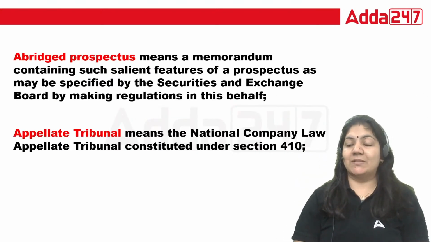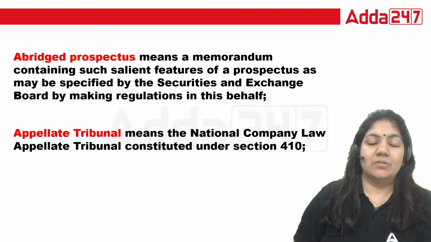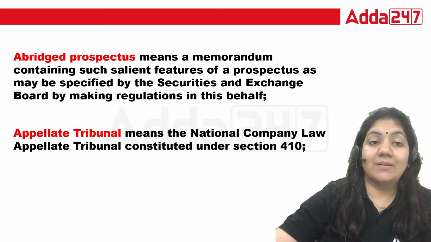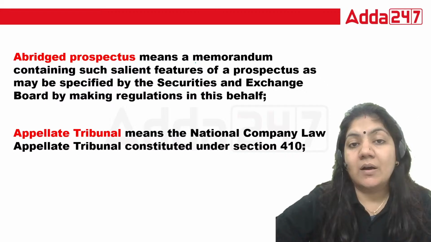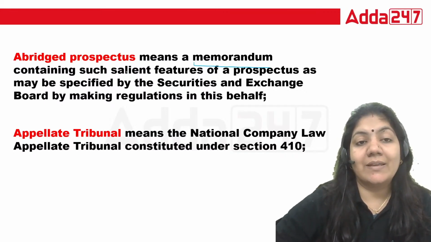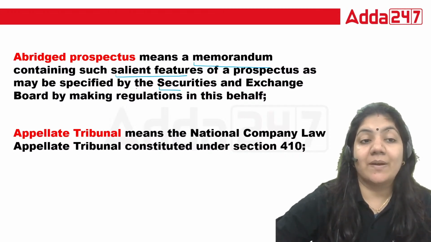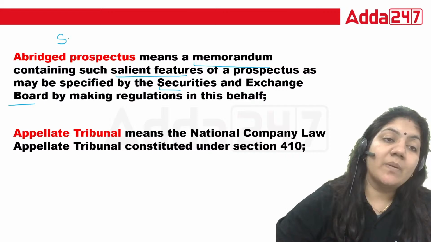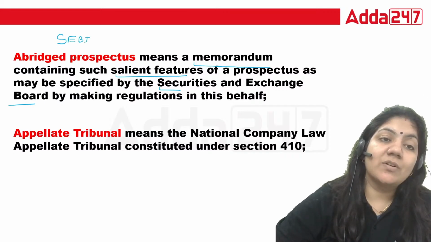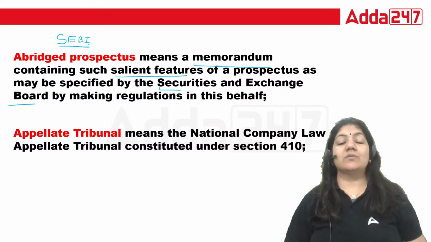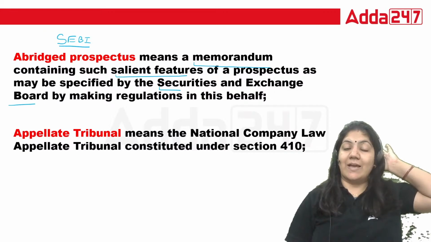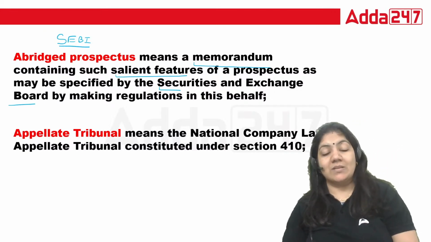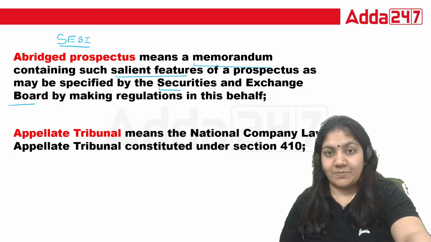Prospectus is basically a brochure of a company. Abridged is a type of prospectus. It basically means a memorandum containing such salient features of a prospectus which may be specified by the SEBI. So one word to remember for abridged is SEBI, that is Securities Exchange Board of India. Whatever rules and regulations are specified by the SEBI, the company has to follow and insert in the prospectus; that is called abridged prospectus.